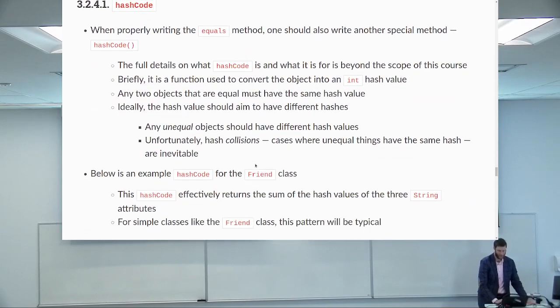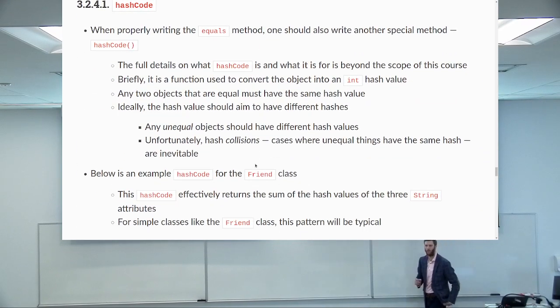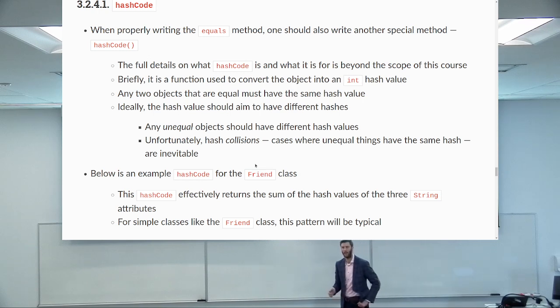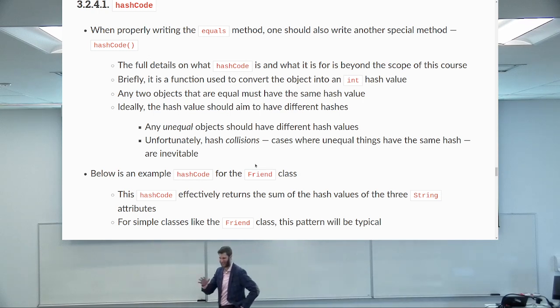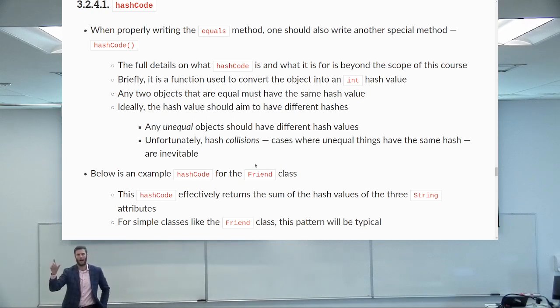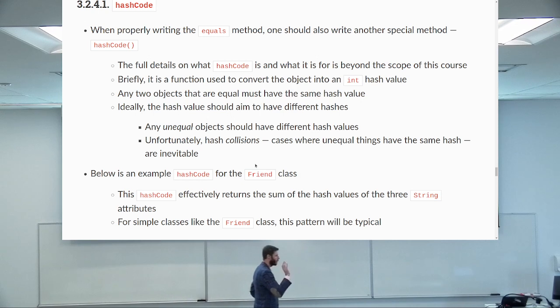Hash code is another one of those methods you get for free. I'm not going to go into crazy detail on what hash code is and why it's really important. The short answer here is it's very important. We like it, but let's not worry about the details in this course. The point of hash code is we want a mechanism to convert our objects into an integer for whatever reason. There's a good reason, but that's what we want to do.